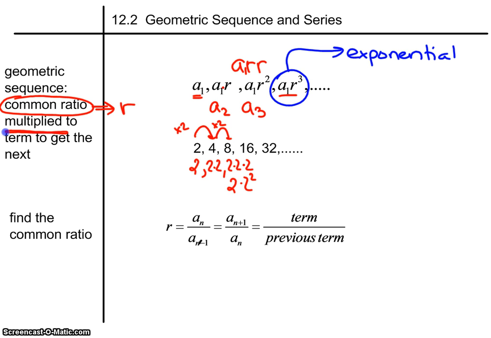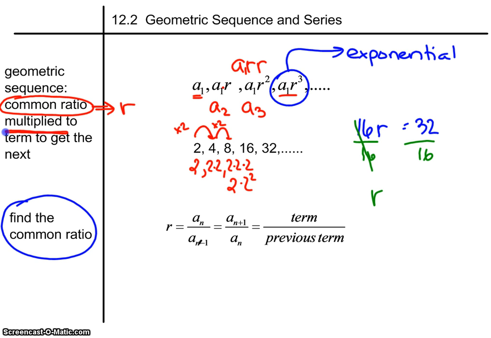One of the things we're going to have to do with these is find out what that common ratio is. If I just list out the sequence, I may need to find the common ratio. So like we did the other day, if I take 16 times my r, whatever my common ratio is, I'm supposed to get 32. If I solve that, I divide both sides by 16, and r is going to be 2, which we knew. The piece I want to look at is that 32 is a sub 5, and I divided it by a sub 4.